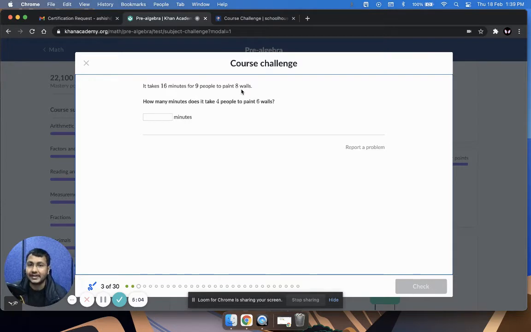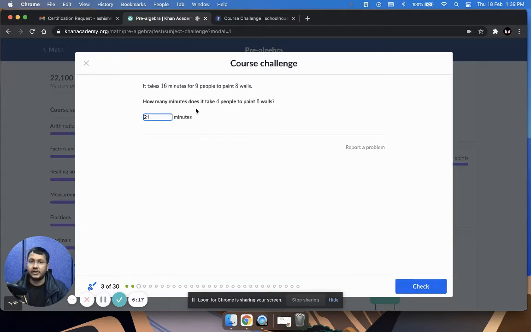How many minutes does it take 4 people? So if we have 4 people, each of these 4 folks should be painting for 84 by 4, which is 21 minutes. That's going to be my answer. It's going to take 21 minutes for 4 people to paint 6 walls. Oh, I made a mistake.